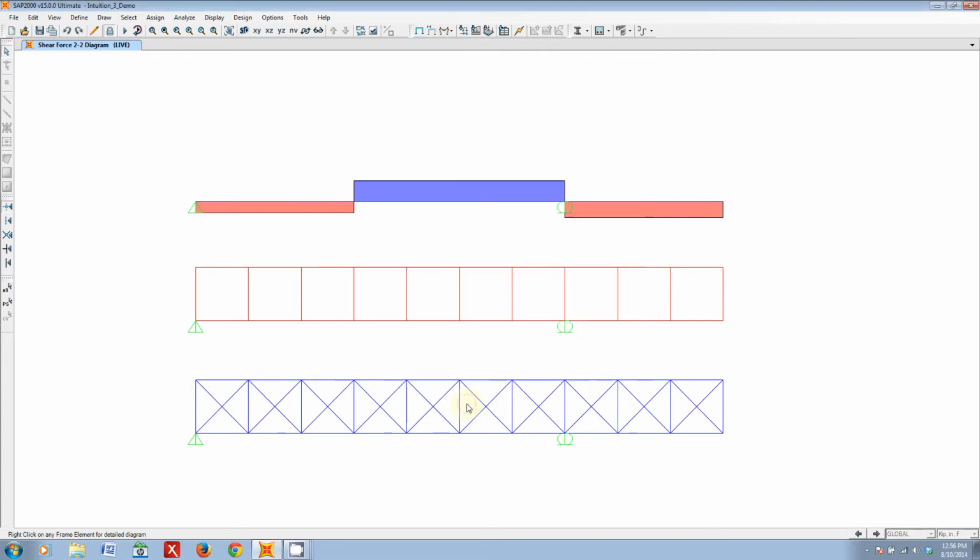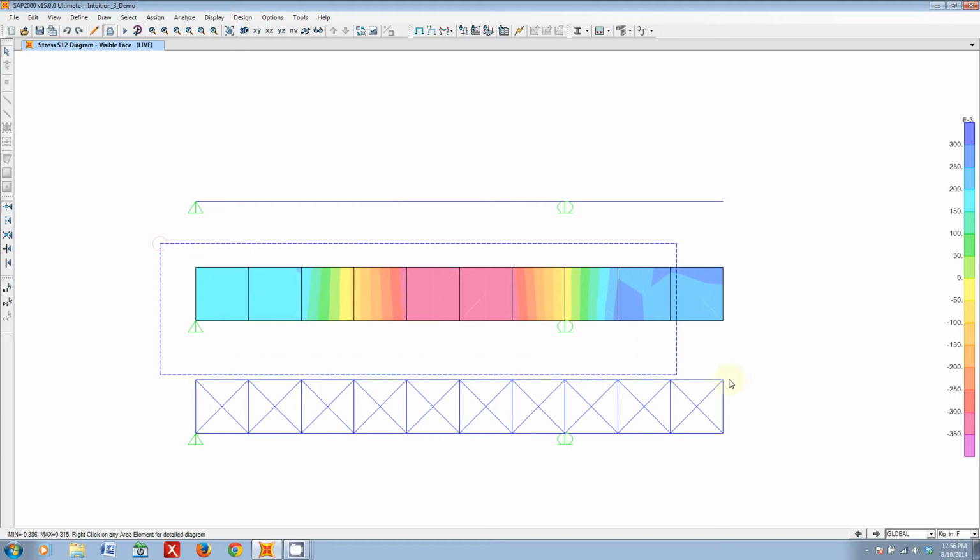Well, the shear stress distribution, oh my god! Oh, it's a double rainbow! A double rainbow all the way across the bridge!